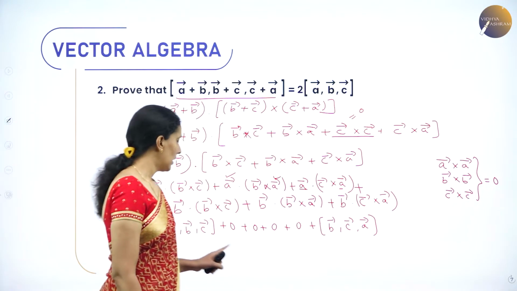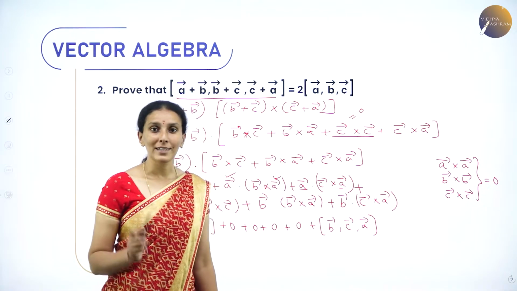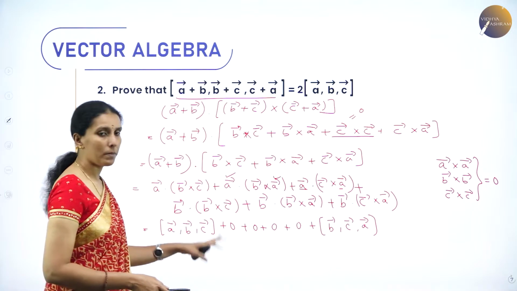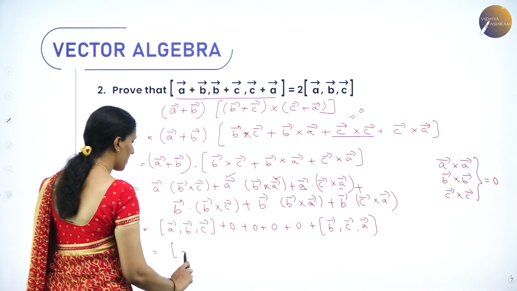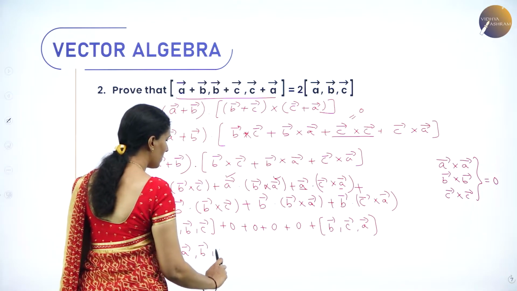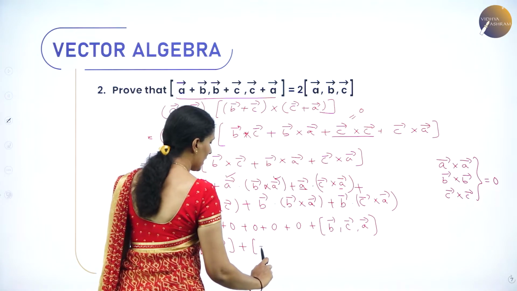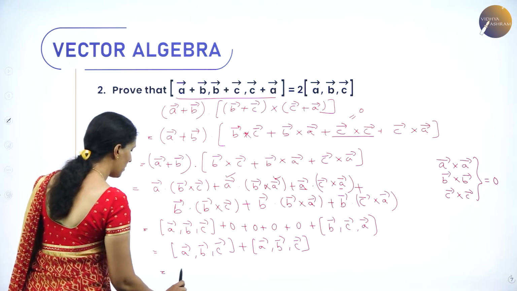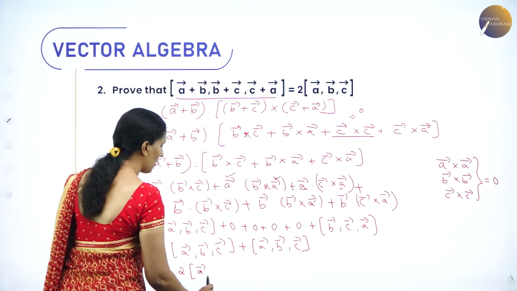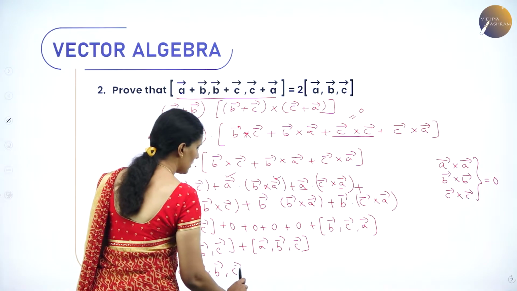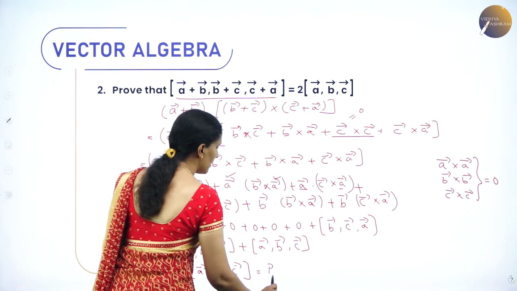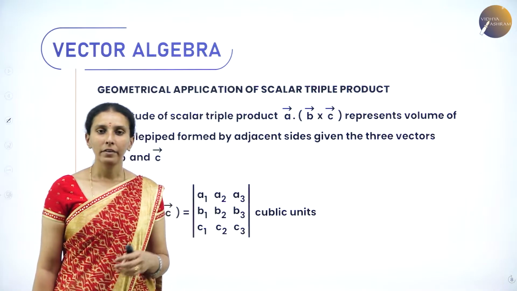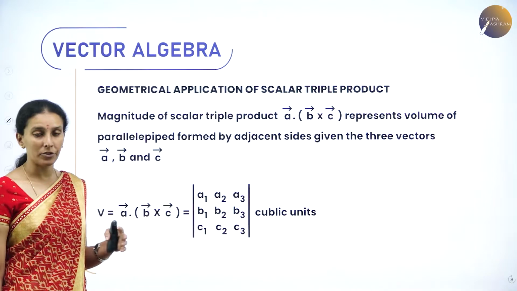We know that the scalar triple product is cyclically arranged. So B comma C comma A is the same as A comma B comma C. So therefore here A comma B comma C plus A comma B comma C, which is nothing but 2 times vector A comma vector B comma vector C. So that is the RHS. Hence we have proved.